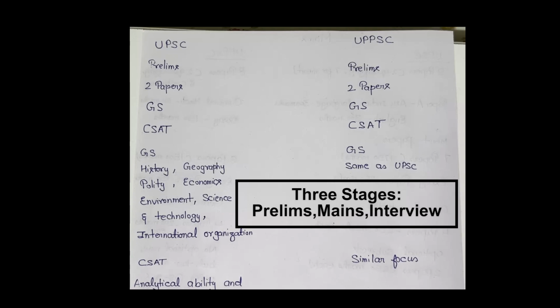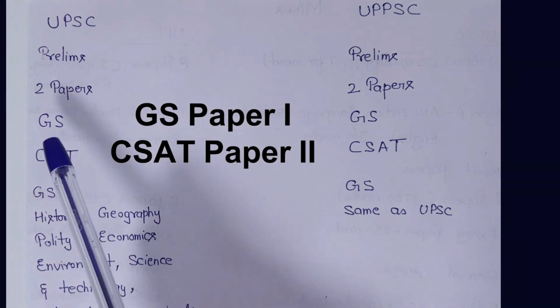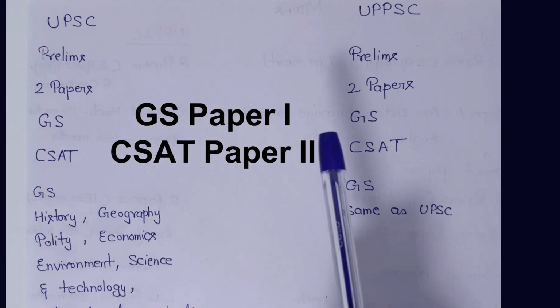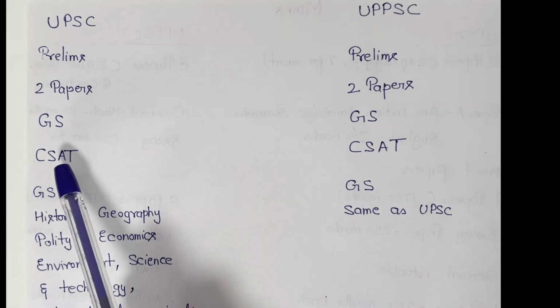Both UPSC and UPPSC conduct exams in 3 stages, that is prelims, mains and interview. After qualifying prelims and mains, you will reach the interview stage. Now in prelims, UPSC has 2 papers, GS and CSAT. In UPPSC there are also 2 papers, GS and CSAT. GS is paper 1 and CSAT is paper 2.